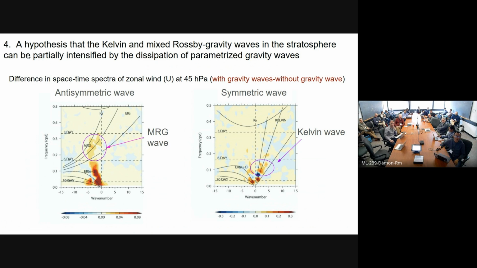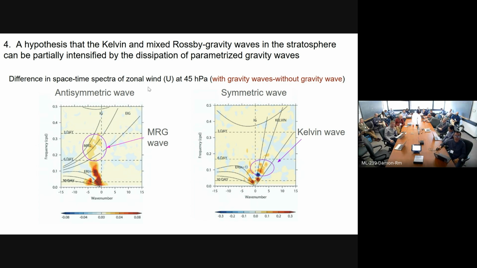I'm going to explain a hypothesis that the Kelvin wave and mixed Rossby gravity wave in the stratosphere can be intensified by the dissipation of the parameterized gravity wave. It's more about the mechanism. And here we compare two simulations. In one simulation, we turn on the gravity wave scheme. And in another simulation, we turn off the parameterized gravity wave. So we just compare the difference between these two simulations.